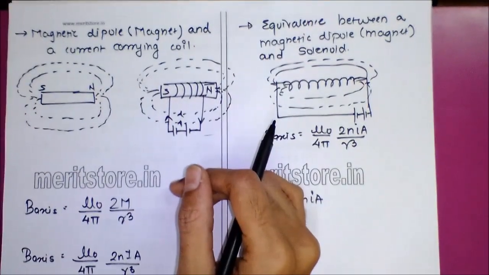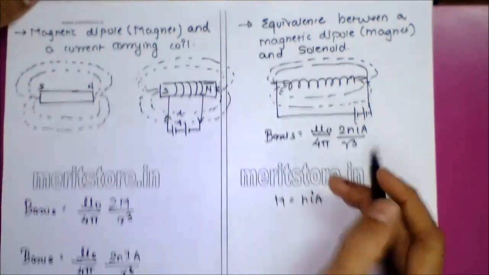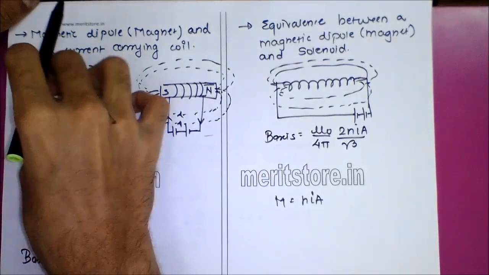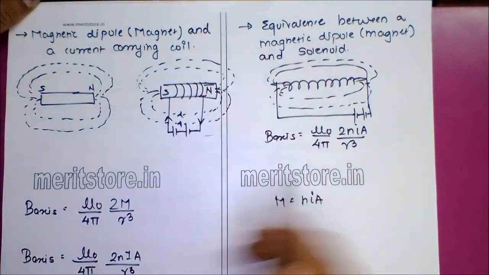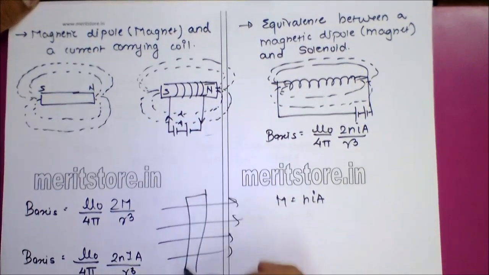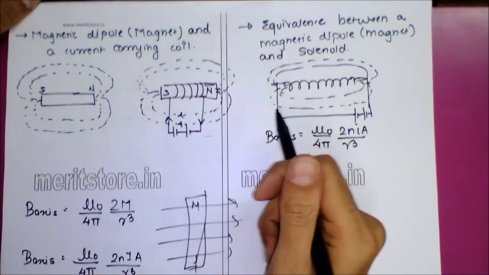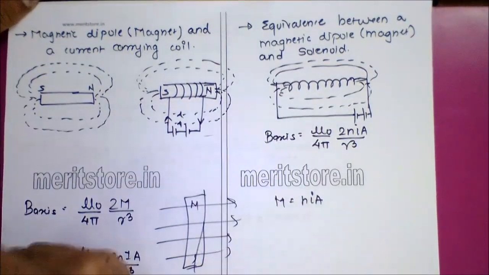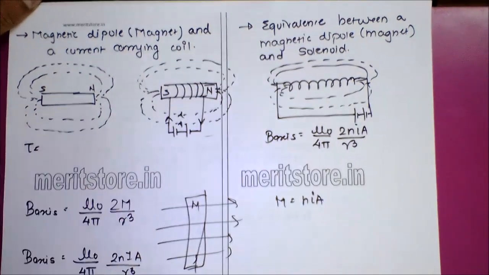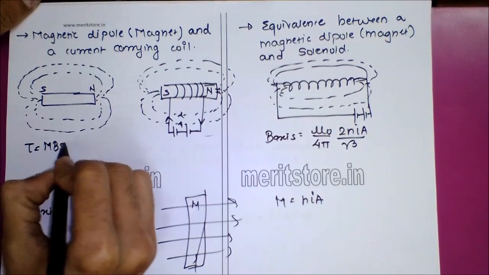Now the torque which both of them experience when kept in an external magnetic field. Suppose this magnet is kept in an external magnetic field, with north and south poles. The magnet will rotate with some amount of torque. A force will act here, and also a force will act from the backward direction. So the torque tau is given by MB sine theta.